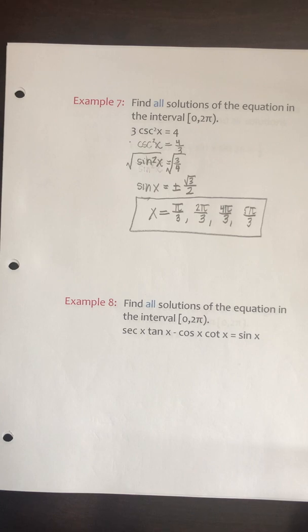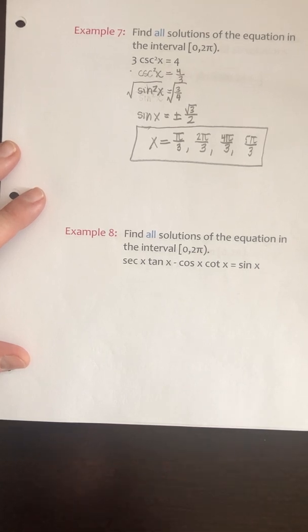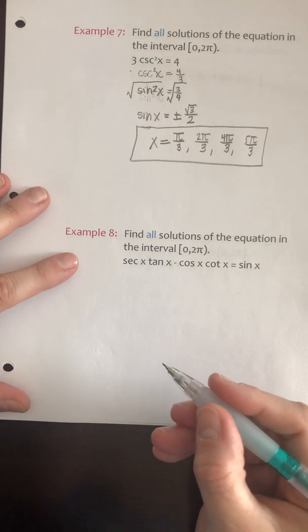All right, so let's take a look at number 8. We're going to find all solutions. Again, we have a specific domain, so we're just going to be in that circle just one time. We have lots of different trig functions, which can be overwhelming. So why don't we try to change everything to sines and cosines? That might be the easiest.